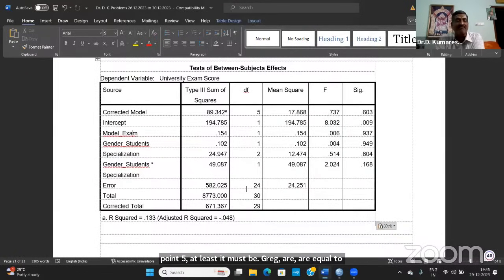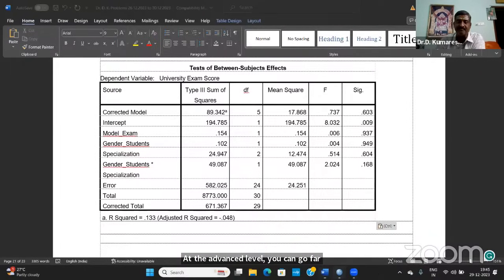Then only we can get better results. But here, neither of the independent variables nor the covariate variable has influenced the dependent variable. This is a basic analysis. At the advanced level, we can go for some more options.